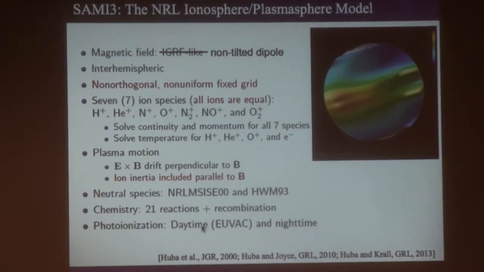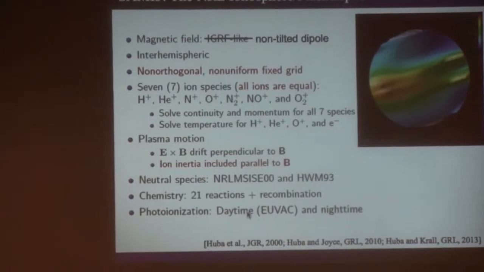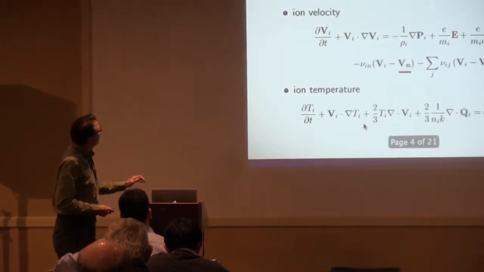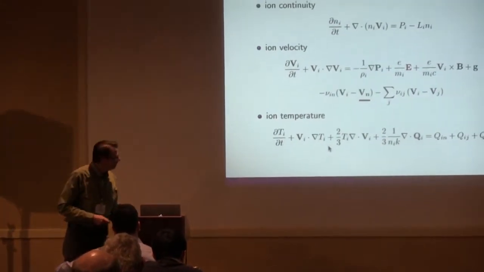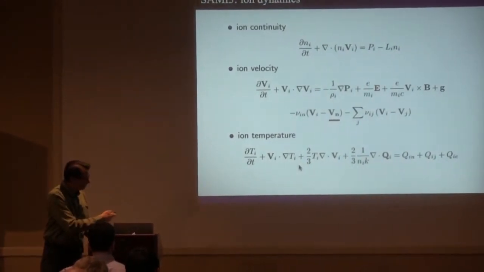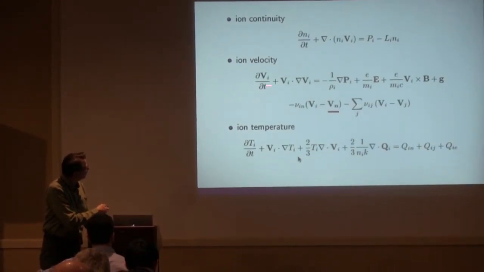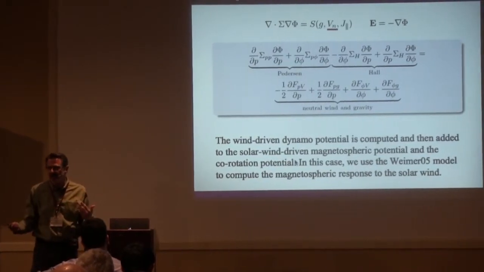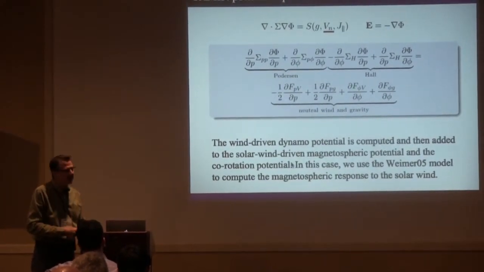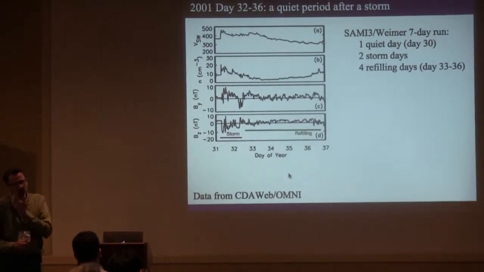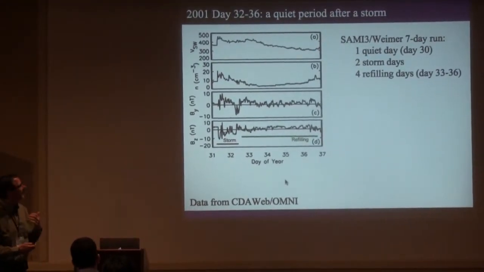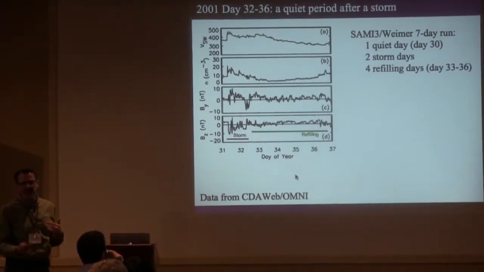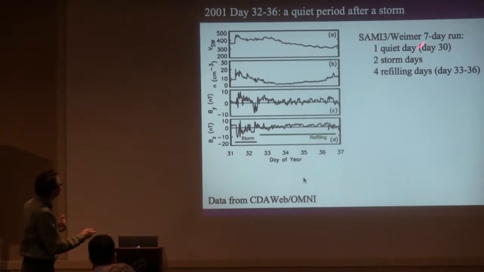The neutral winds come from a model. Here we talk about HWM93, but I'll be switching models as we go through. So those are the equations. Just for completeness, it solves the momentum equation, including the inertial term. And then it has a wind-driven dynamo. It solves that self-consistently. The high-latitude fields come from the Weimer model. So it does not have a ring current. So it's not really going to get storms right, but we're going to focus on a quiet period. So we're going to do this event.